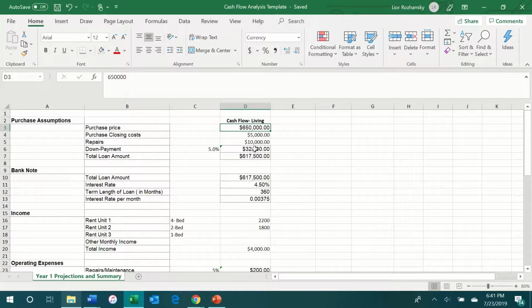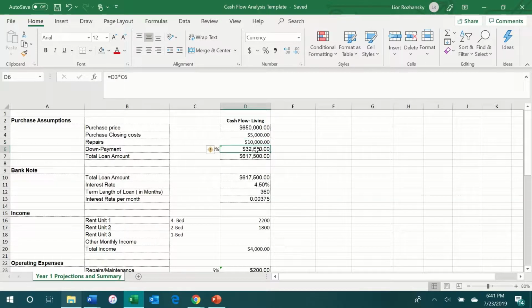Let's say we can get this property for about $650,000, all right? We're going to estimate our closing costs, right? Because we want to know exactly how much cash we're going to have to spend. We're going to budget in $10,000 in repairs because if we're buying an older three family, then things are almost certainly going to happen in terms of repairs.